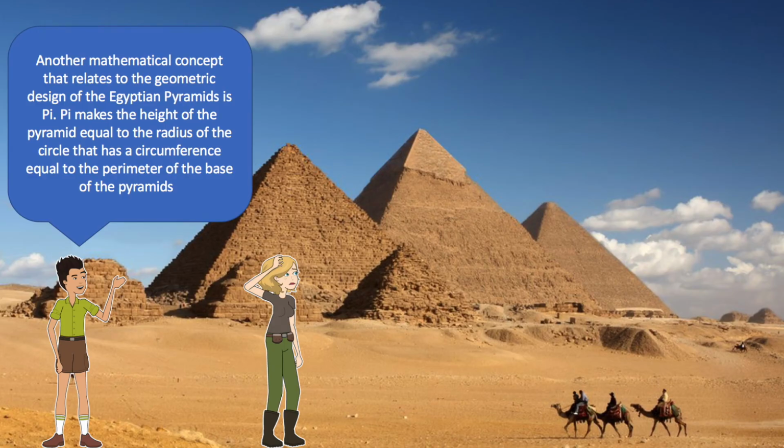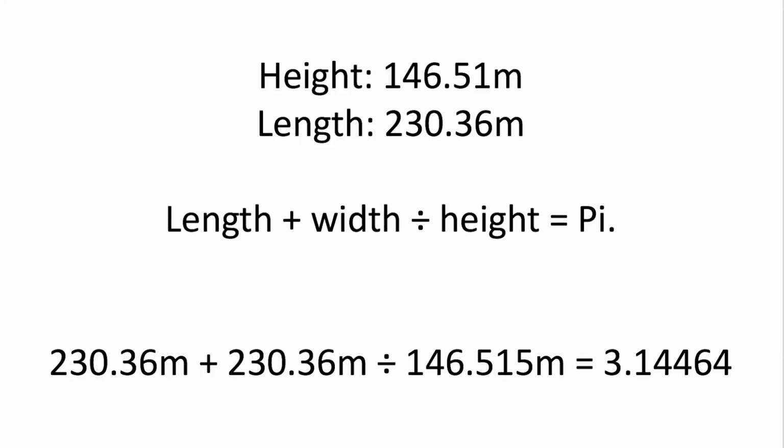Another mathematical concept that relates to the geometric design of the Egyptian pyramid is pi. Pi makes the height of the pyramid equal to the radius of the circle that has a circumference equal to the perimeter of the base of the pyramid. The average length of the side of the Great Pyramid of Giza is 230.36 metres, and the height is 146.51 metres. The way pi is incorporated within the Great Pyramid is length plus width divided by height equals pi.